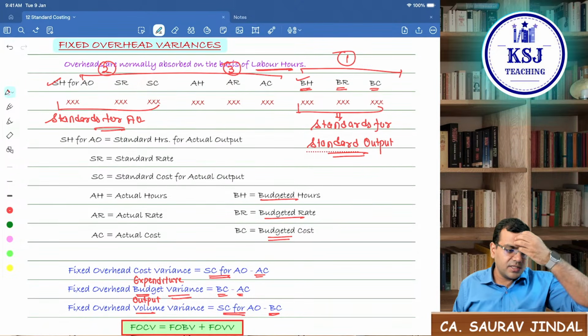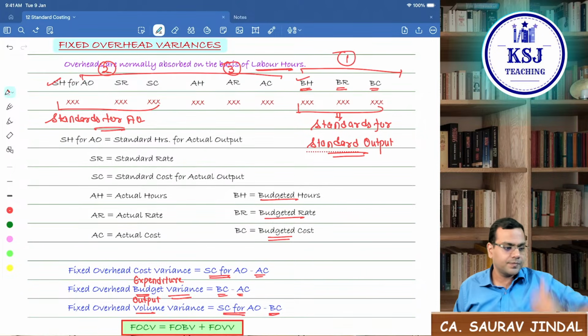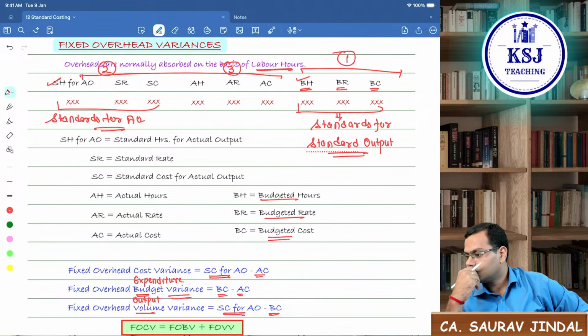Okay, any doubts in this, guys? Any doubts in the fixed overhead part? Yes, any doubts in this? Please let me know. No doubts?